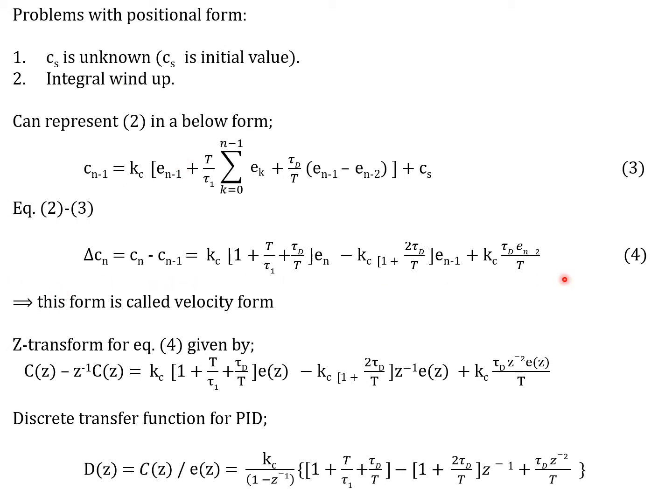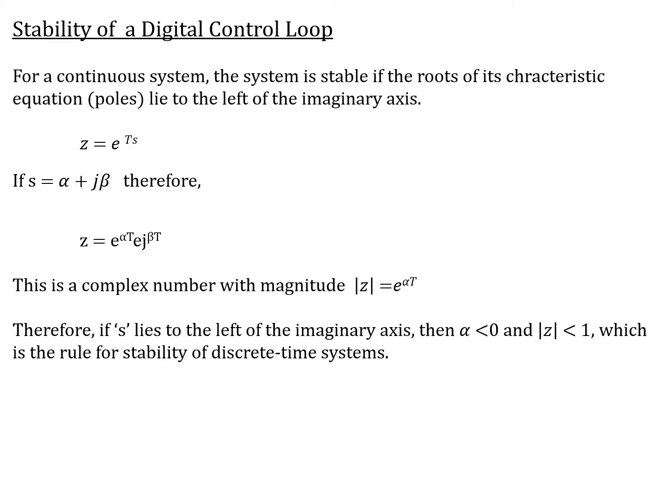So this is the normal form, and if we take the Z transformation of this one, it's just Cz, and this one is a delay by n minus 1, so it's just Z minus 1 Cz, and everything else is just simple Z transformation. En minus 1 becomes Z minus 1 here, En minus 2 becomes Z minus 2 here, and in this form we get the discrete transfer function of the PID, which is just output over error input. This is the form.